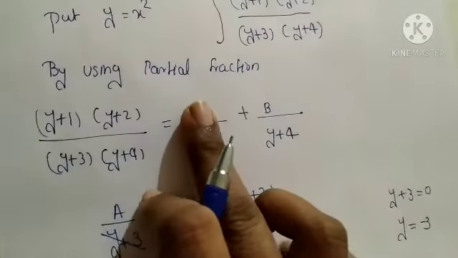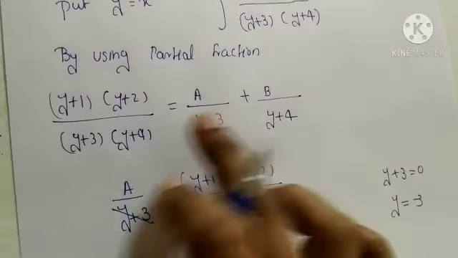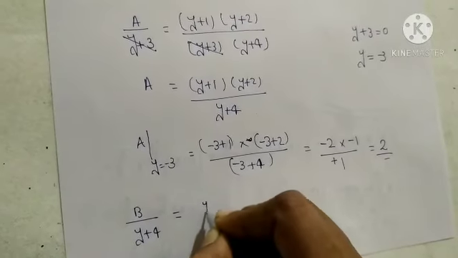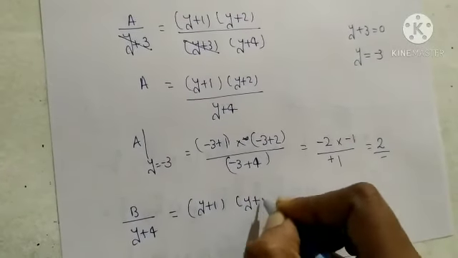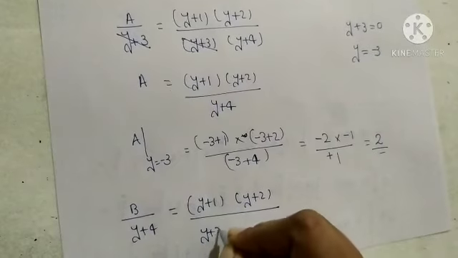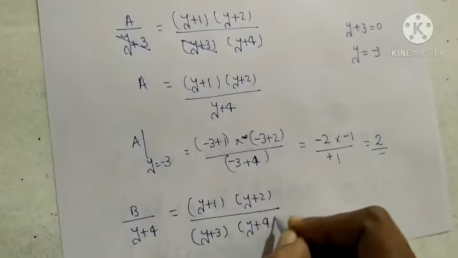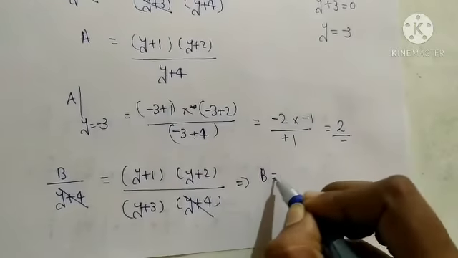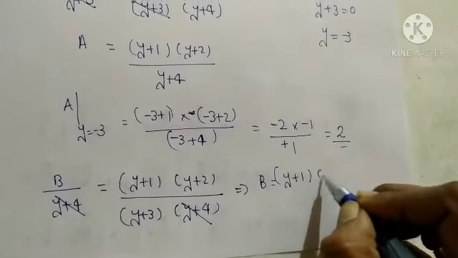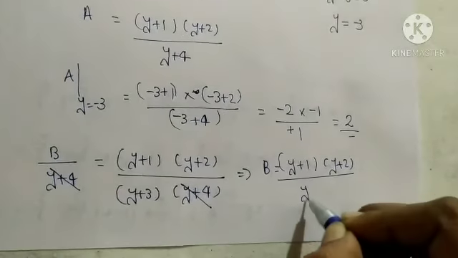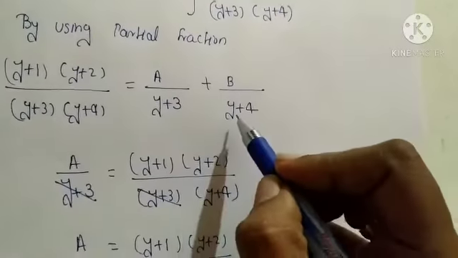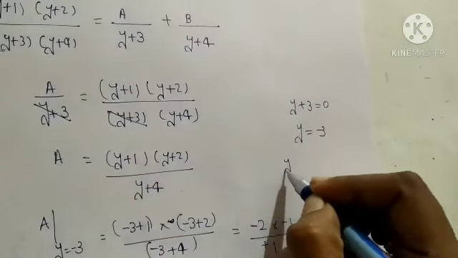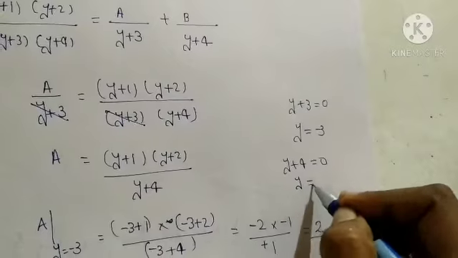Similarly, removing this part, we get b divided by y plus 4 equal to this term. B divided by y plus 4 is equal to y plus 1 into y plus 2 divided by y plus 3 into y plus 4. Cancelling these two y plus 4, here we get b equal to y plus 1 into y plus 2 divided by y plus 3. Next we need to find out the value of y in which the denominator of b becomes 0. So put y plus 4 equal to 0. From this we get y equal to minus 4.